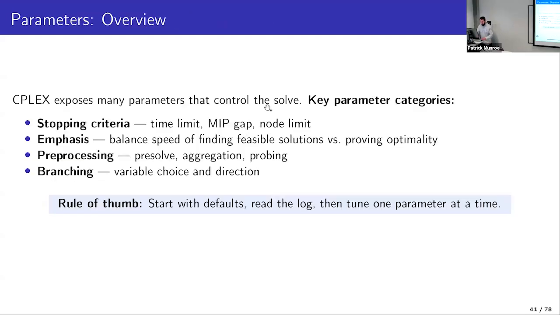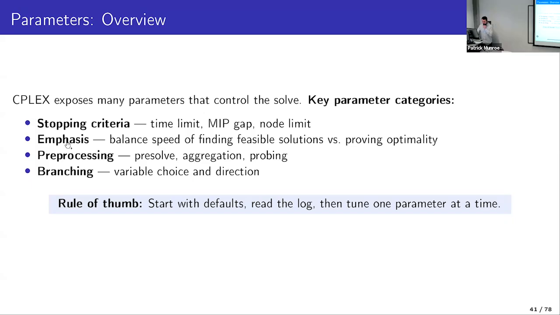Okay, now let's talk about the parameters. There's a large set of parameters that you can modify in CPLEX, and some of them are about stopping criteria, like time limit and MIP gap. So we can tell it we want to stop after 1 minute, for example, or I want a MIP gap, a relative gap, of, I don't know, 1% or something like that. And then it will stop as soon as you reach one of those criteria.